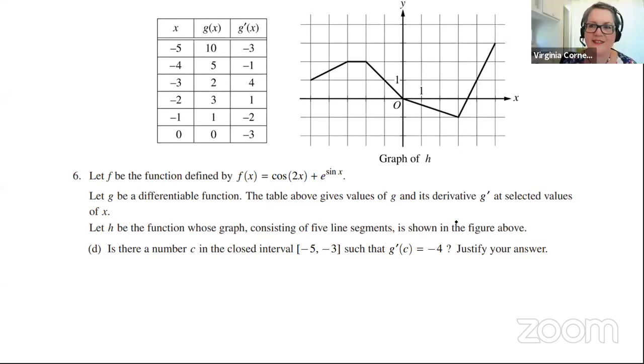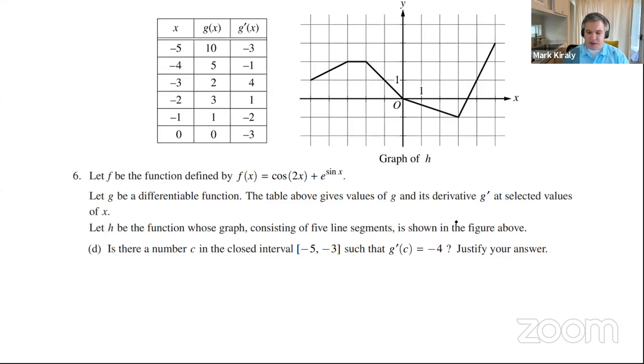So just a reminder, we're being given this tabular information about G and G prime, a piecewise function of H, and the function F is this. I guess it's a sum of composite functions, cosine of 2x plus e to the sine x. Let G be a differentiable function. The table above gives values of G and its derivative G prime at selected values of x. And let H be the function whose graph, consisting of 5 line segments, is shown in the figure above. And there's a lot of information there we actually don't use in part D.